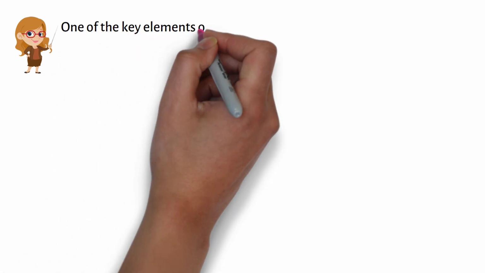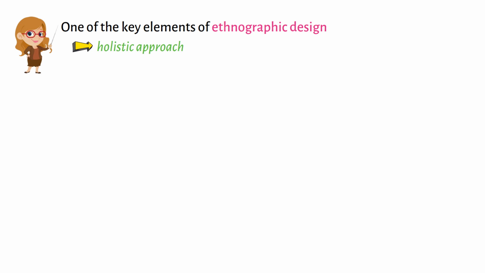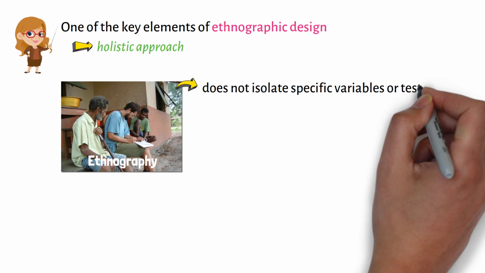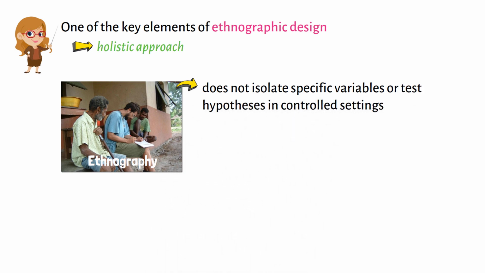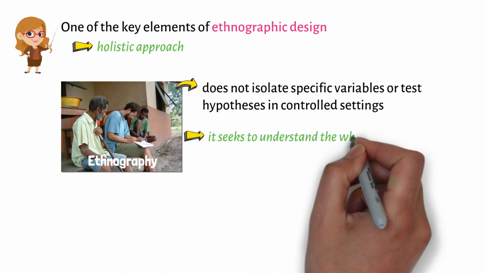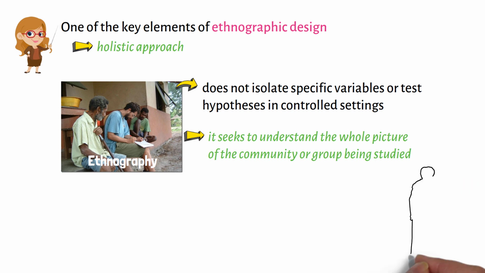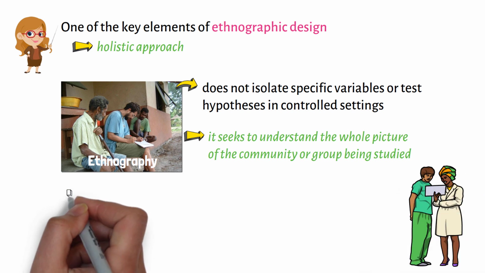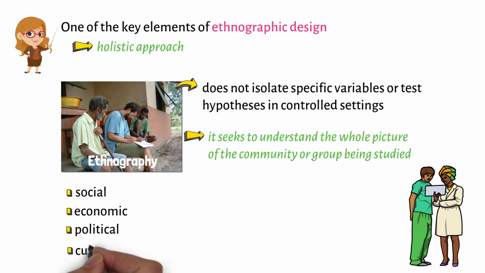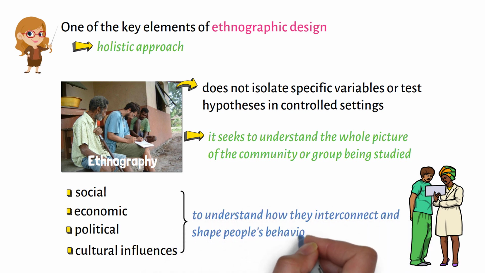One of the key elements of ethnographic design is its holistic approach. Ethnography does not isolate specific variables or test hypotheses in controlled settings. Instead, it seeks to understand the whole picture of the community or group being studied. Ethnographers consider a wide range of factors, including social, economic, political, and cultural influences, to understand how they interconnect and shape people's behaviors and worldviews.